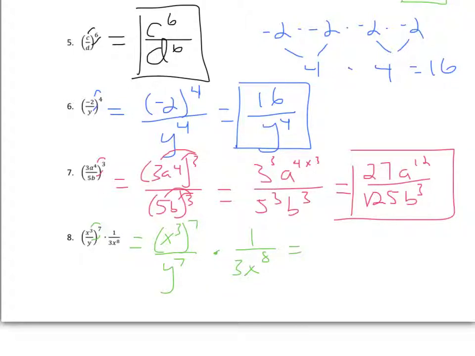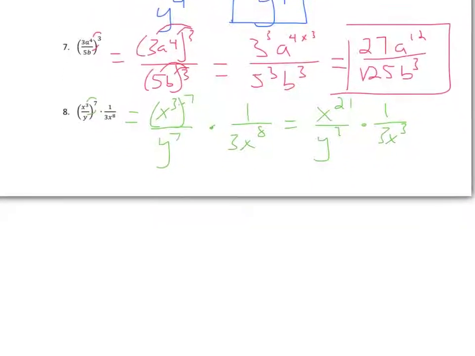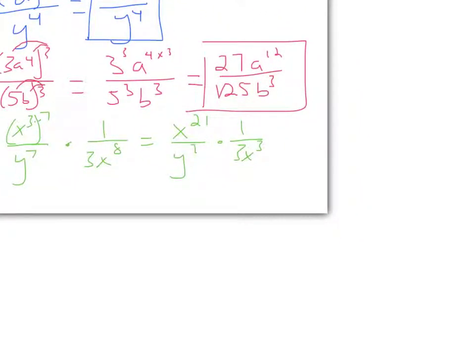Remember, to the power, you get to multiply the 7 and the 3. So we've got x to the 3 times 7, which is 21, over y to the 7th times 1 over 3x to the 8th. Now we're multiplying these two fractions together. And in order to multiply fractions together, you just multiply right across the top. So x to the 21st times 1 is just x to the 21st. And y to the 7th times 3x to the 3rd. You can't really simplify it at all, but you can combine them together. So we've got 3x to the 3rd, y to the 7th.